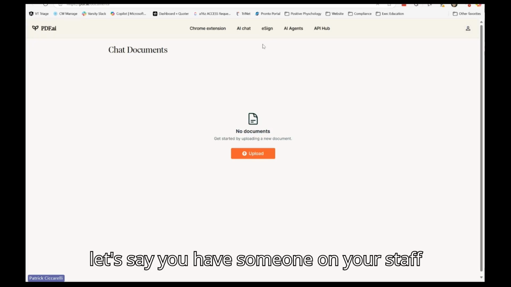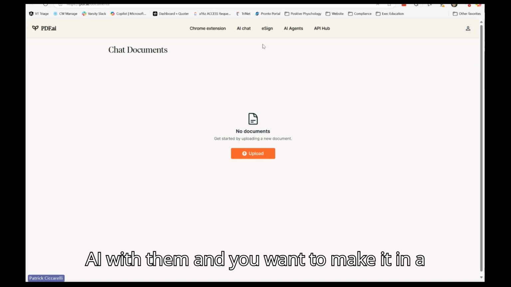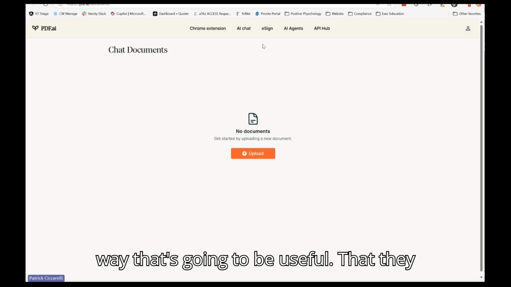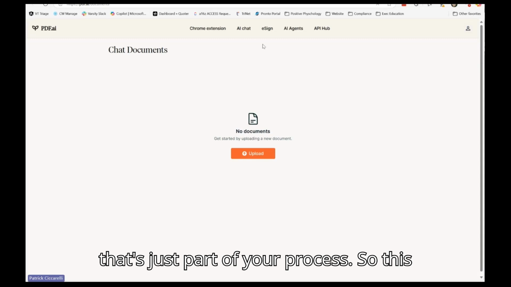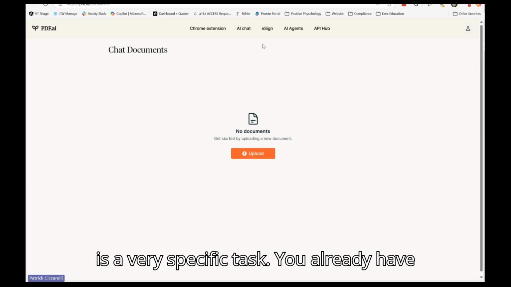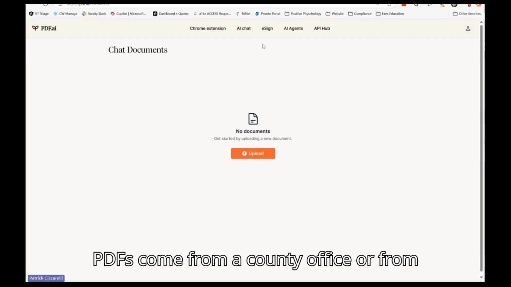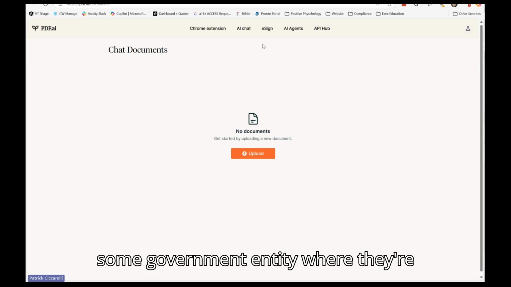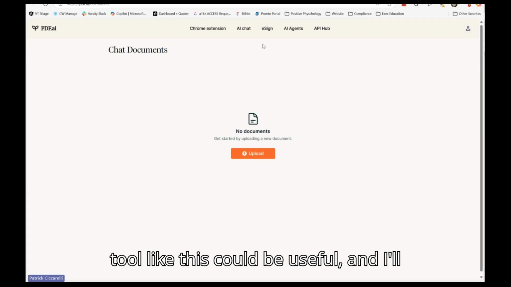So let's say you have someone on your staff and you want to embed AI with them in a way that's going to be useful, so they can interpret large PDF documents, and that's just part of your process. So this is a very specific task. You already have lots of PDF documents, like let's say the PDFs come from a county office or some government entity where they're always sending things in PDF. A tool like this could be useful, and I'll show you why.